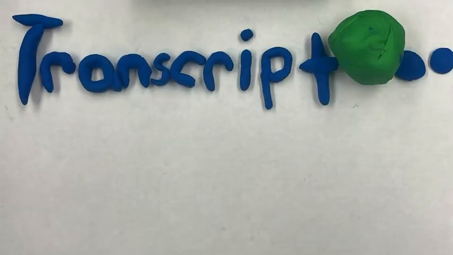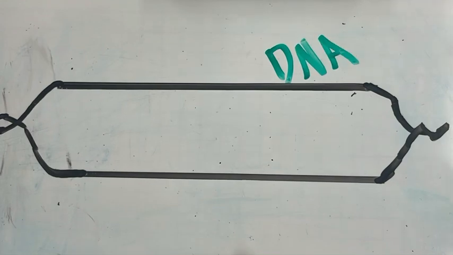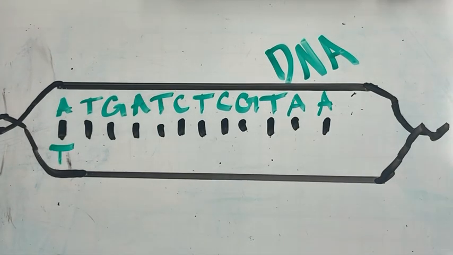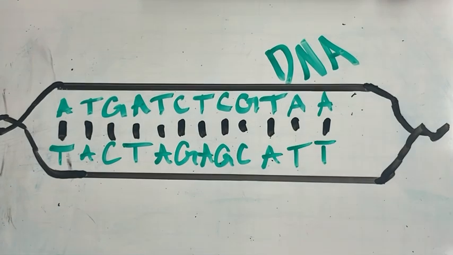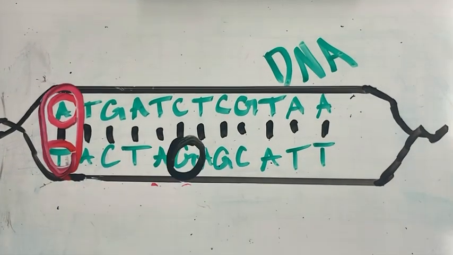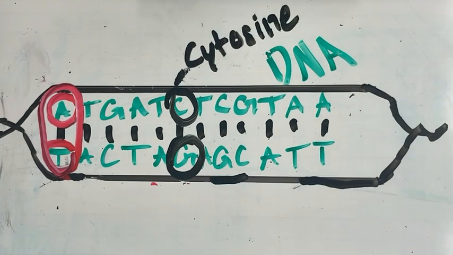This is transcription. First, the DNA strand nucleotide pairs adenine with thymine and guanine with cytosine. Second, the RNA will peel apart from the DNA, and then the mRNA will connect to the DNA. mRNA has the same pairs except uracil replaces thymine.